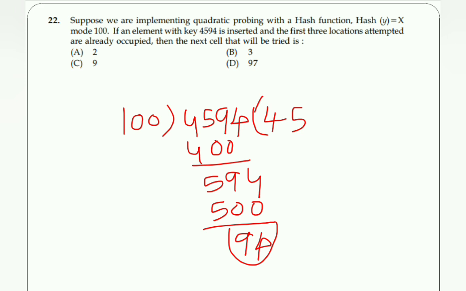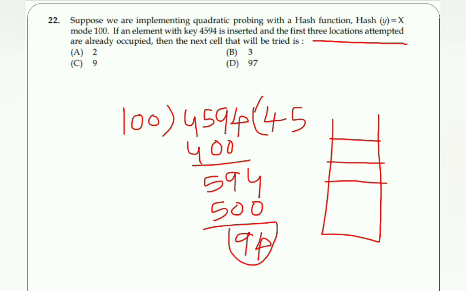But here they have given another condition. The first 3 memory locations attempted are already occupied. That means the memory locations 94, 95 and 96 are already occupied. So these locations are already occupied. Then we can place the element in the next location, that is the 97th location. So we can place the element 4594 in the 97th location. The answer is 97.